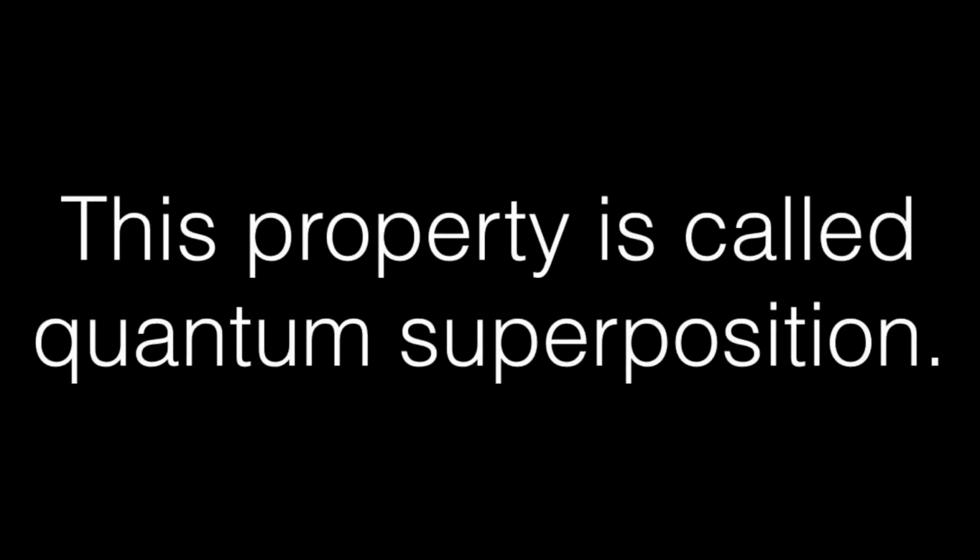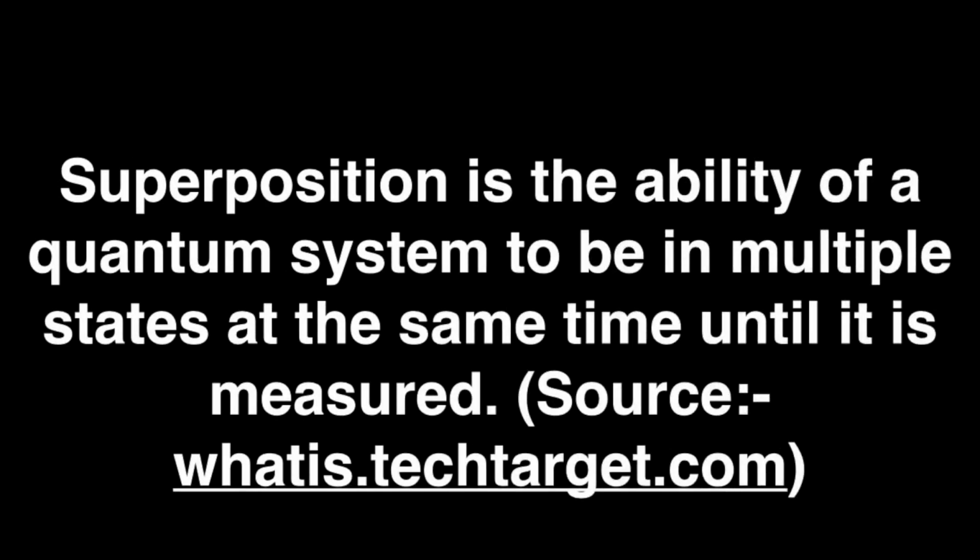An interesting way to understand this phenomenon of being in both yes and no states at the same time is by taking an example. Imagine your friend gives you a pizza and asks you whether you like it or not. If you were a classical computer, your reply would either be yes or no. But if you were a quantum computer, your reply would be yes, no, or kinda. This property is called quantum superposition. Superposition is the ability of a quantum system to be in multiple states at the same time until it is measured. So, how does that translate in the real world?